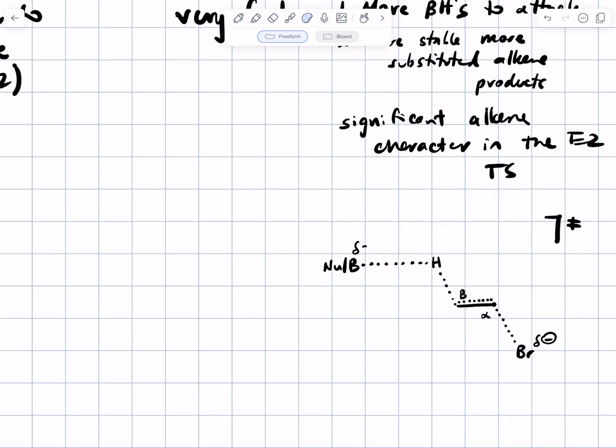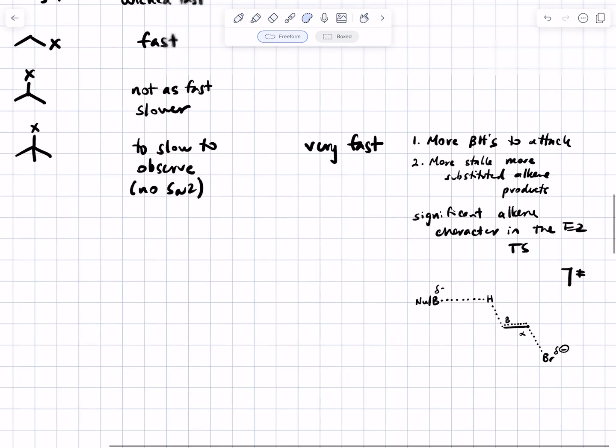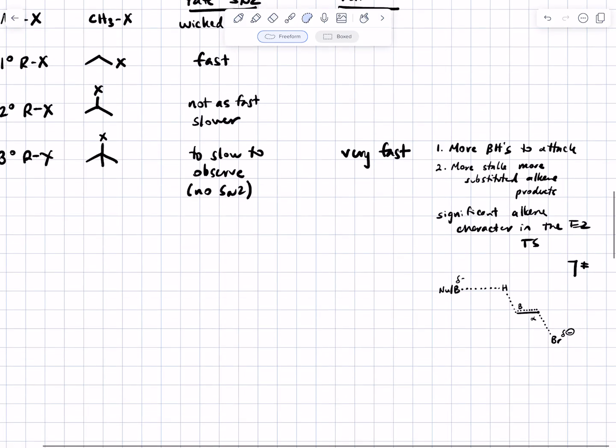There is significant alkene character in the E2 transition state, and that means that what makes an alkene more stable should also make the E2 transition state more stable, lower in energy, and therefore that reaction should be faster. So what I'm telling you is that in the E2 reaction, the more stable alkene forms faster because it passes through a more stable transition state. Does that sort of make sense?